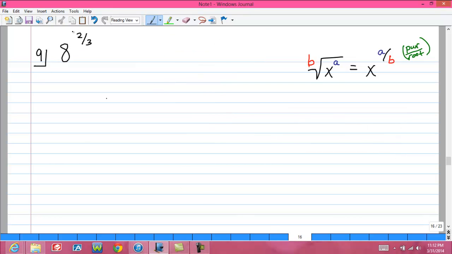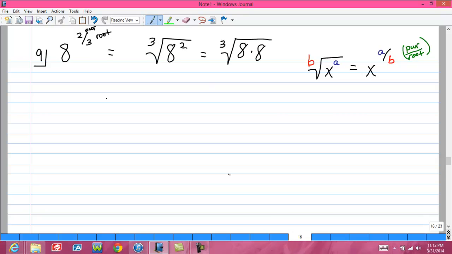Eight to the 2/3. Remember, we are evaluating without a calculator. Write this expression as a radical expression. The top number is the power. The bottom number is the root. The cube root of 8 squared is the same thing as the cube root of 8 times 8. We can break 8 times 8 down into its prime factors to figure out what our number is going to be.